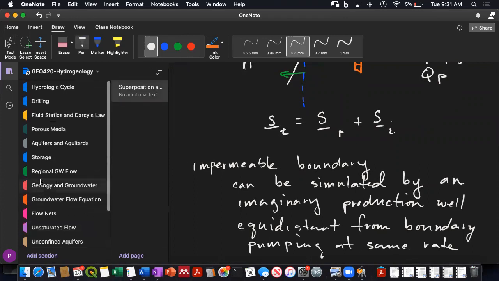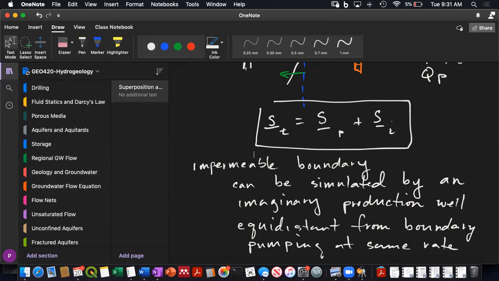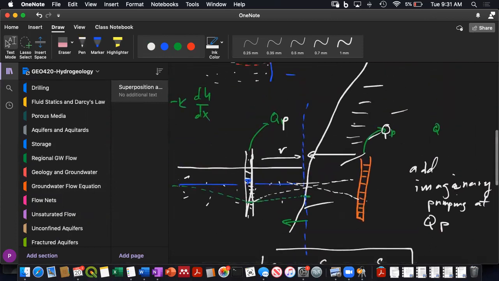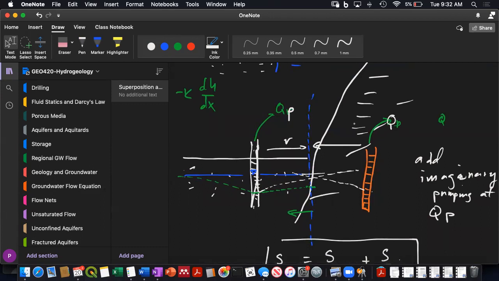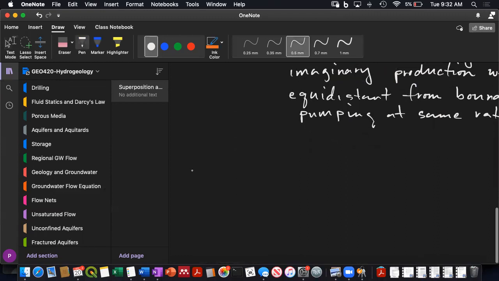All right, and then I can calculate the total drawdown at any point as the drawdown of my true pumping well plus my imaginary image well. All right, so that is an impermeable boundary. Now, let's consider the case where I've got a constant head boundary.